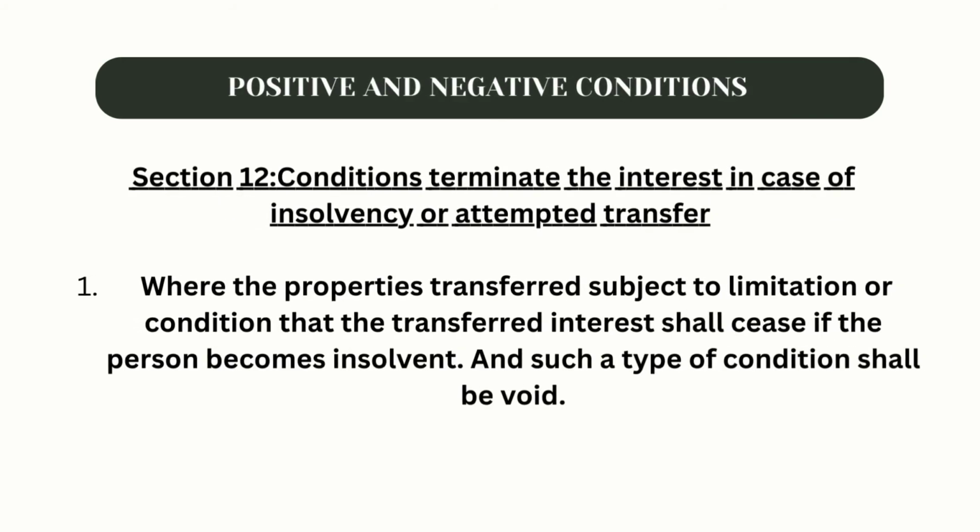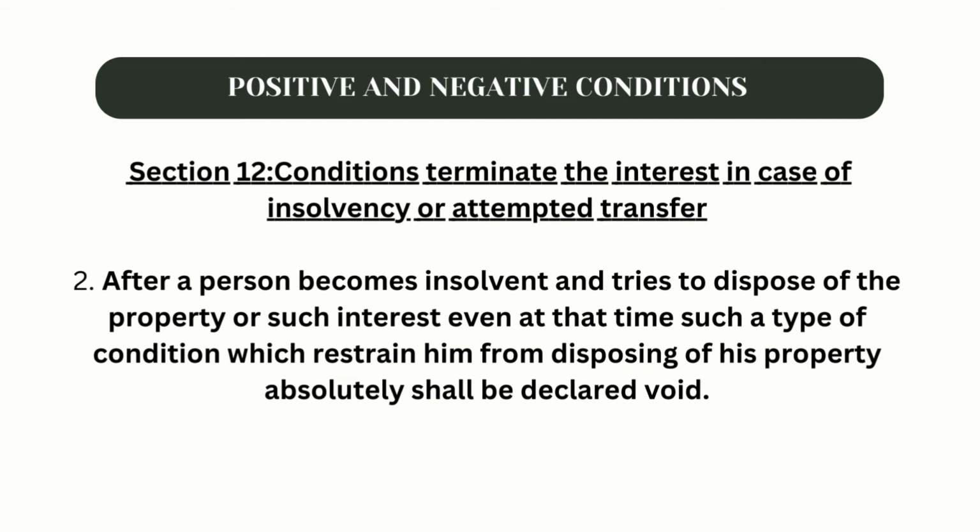Section 12. Conditions terminating the interest in case of insolvency or attempted transfer. Where the property is transferred subject to a limitation or condition that the transferred interest shall cease if the person becomes insolvent, such a type of condition shall be void. After a person becomes insolvent and tries to dispose of the property or such interest, even at that time, such a type of condition which restrains him from disposing of his property absolutely shall be declared void.